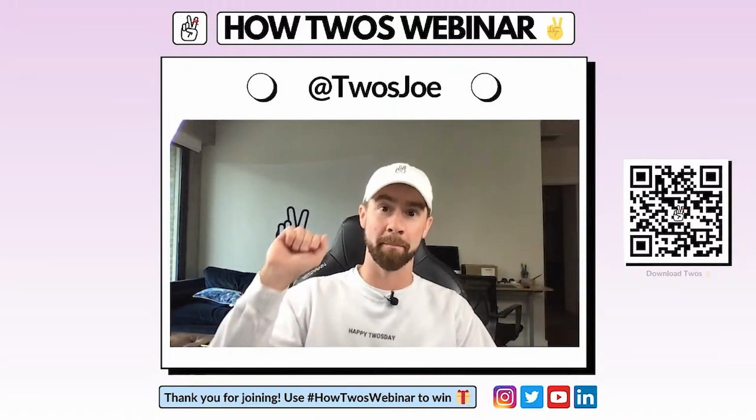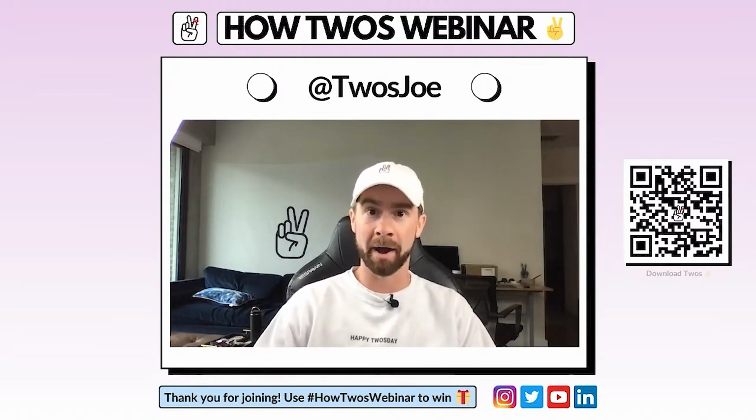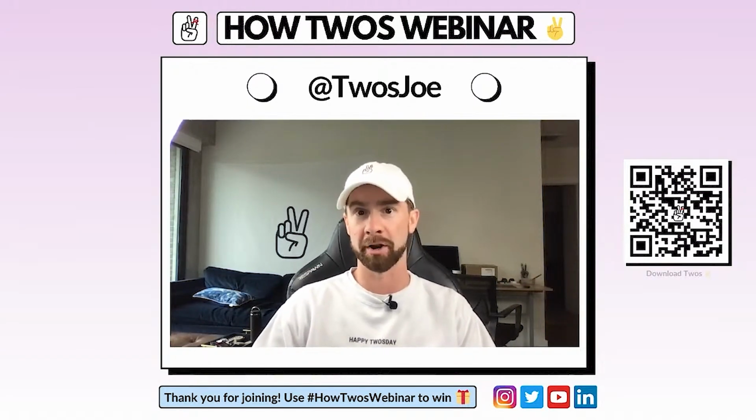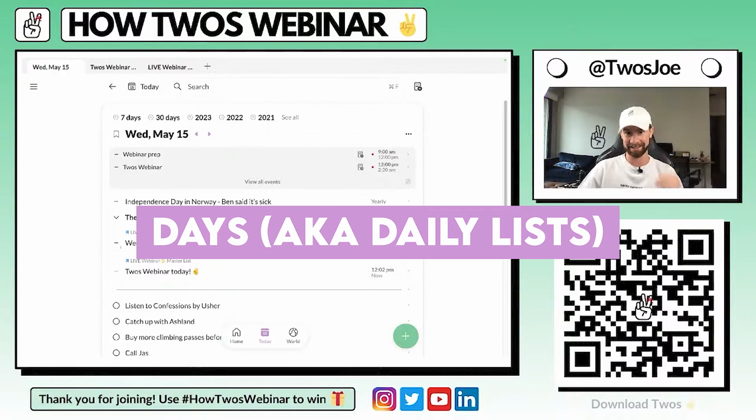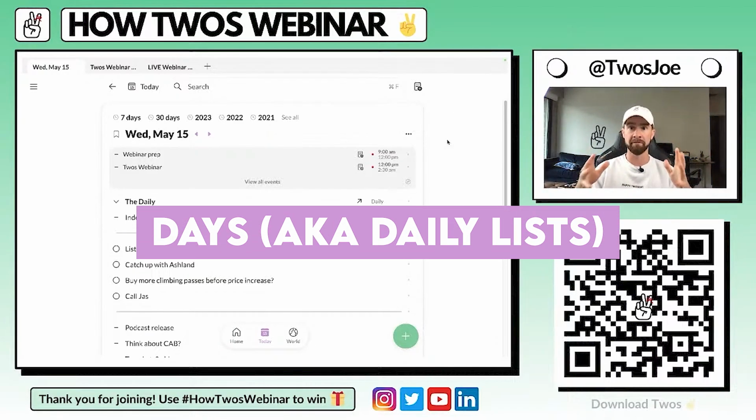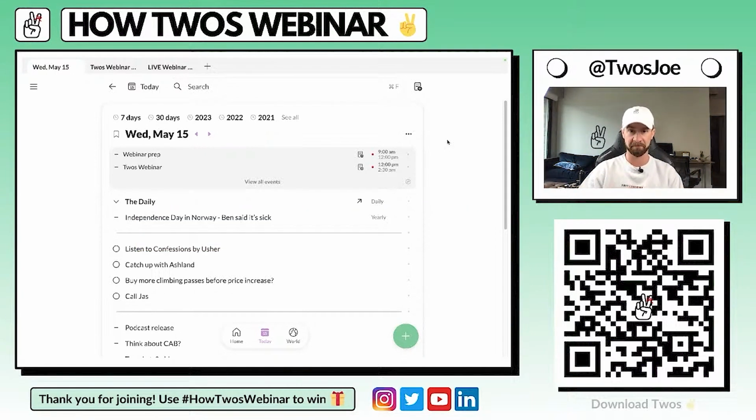How-To's webinar number 5. What about Twos makes it so perfect for organizing, remembering, and sharing your life? What we are looking at right now is my daily list. The daily list is one of the most unique and important features that Twos has to offer, because in order to capture, remember, and share any piece of your life, you need a quick place to write it down. That is why the first thing you'll see whenever you open Twos is going to be your daily list.